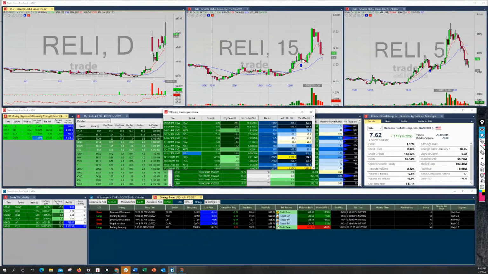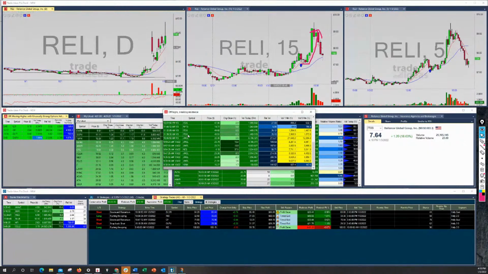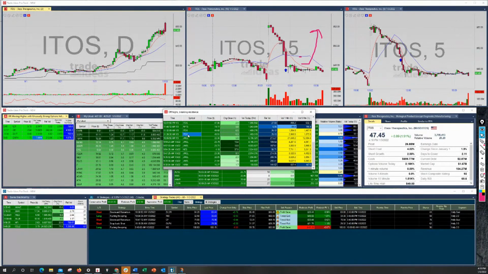Whoa, what an alert that was off of this one here. Very nice. I got it in the middle here of that. Not bad. A great move afterwards. This one, not so much. That was an ugly one.